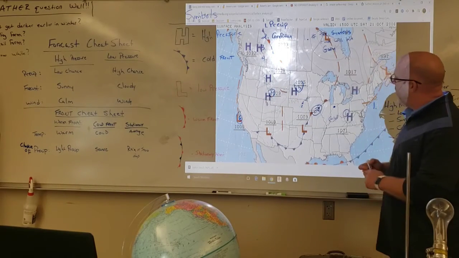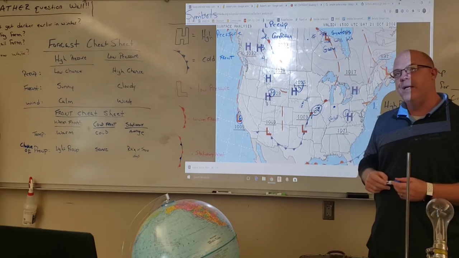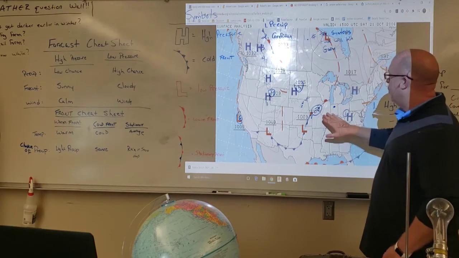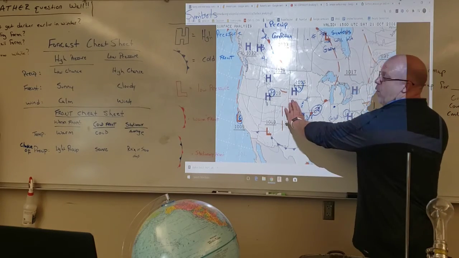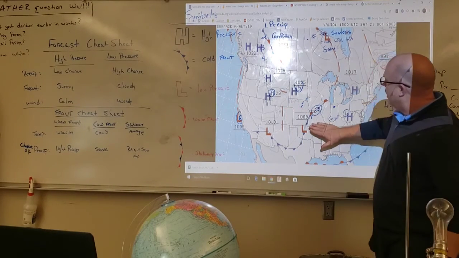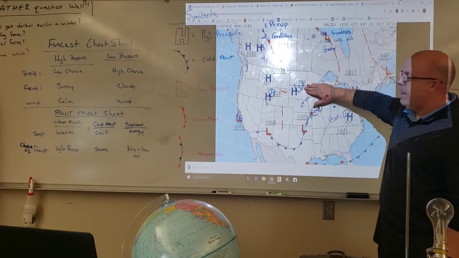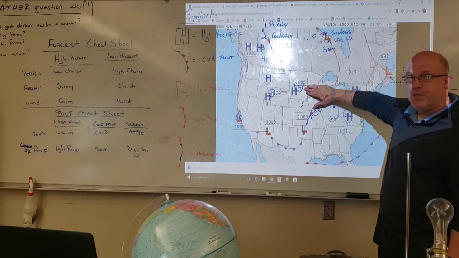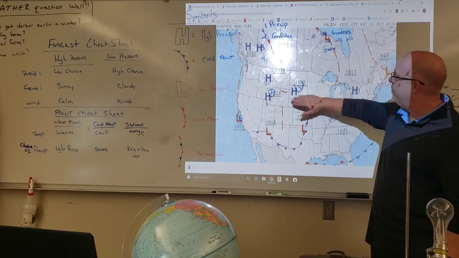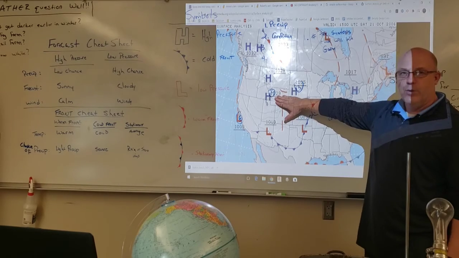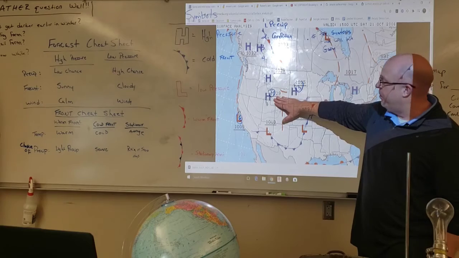And it's actually going to be cloudy, windy because there is an L right here on this line by number 2. You could argue it would be sunny and calm because you have both of these on either side, but I'm going with cloudy and windy. Number 3, low chance of precipitation, sunny, calm, and warm. Number 4, low chance of precipitation, sunny, calm, and even warmer.